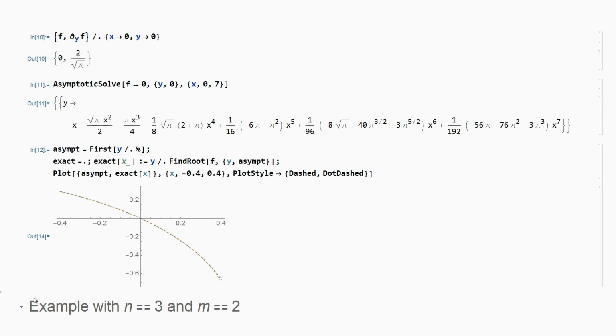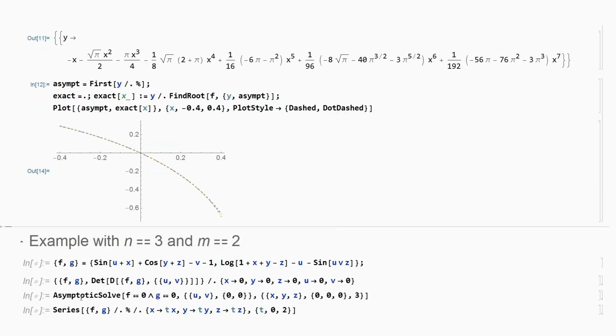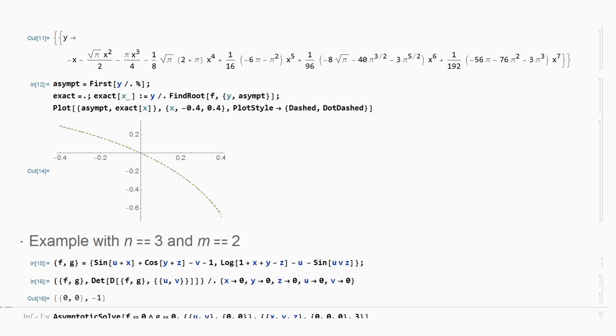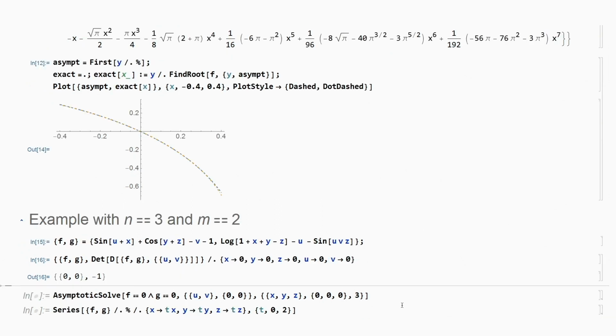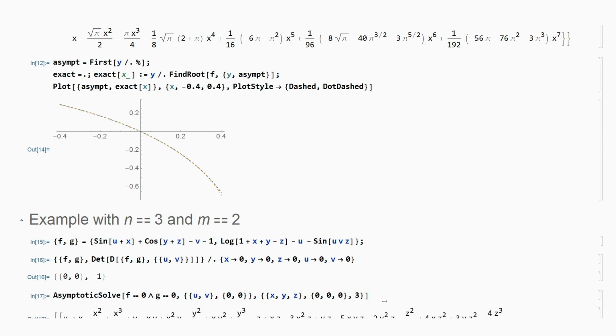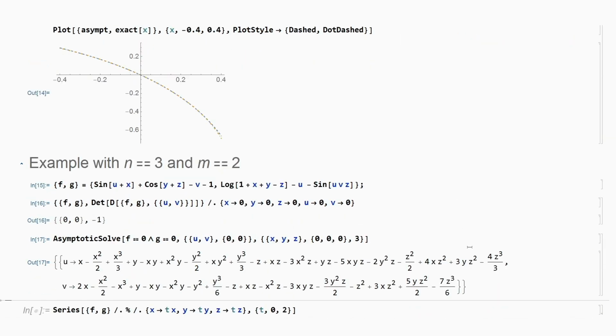So let's try an example with now n three-dimensional and m two. So variable x is three-dimensional, variable y is two-dimensional. So we have two equations. We check that the equations are 0 at 0, and that the determinant of the derivative is not 0. So again, we can expect an analytic solution. And here is the solution. It's a power series now in three variables.